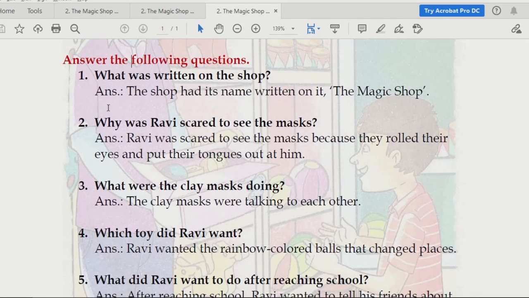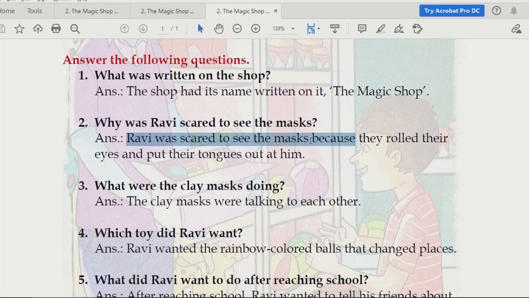The first one, what was written on the shop? The shop had its name written on it, the magic shop. Very easy to understand. We'll move on to question 2. Why was Ravi scared to see the masks? Now this is also easily understandable because they were looking scary. But why scary? Let us read the answer.